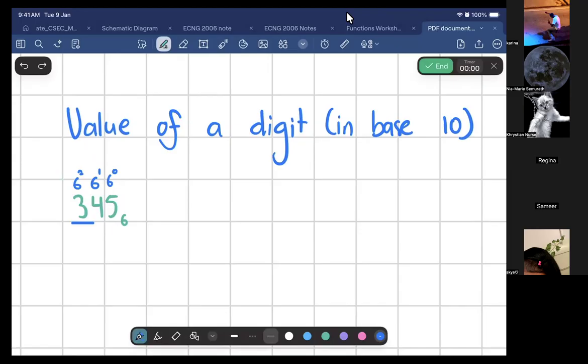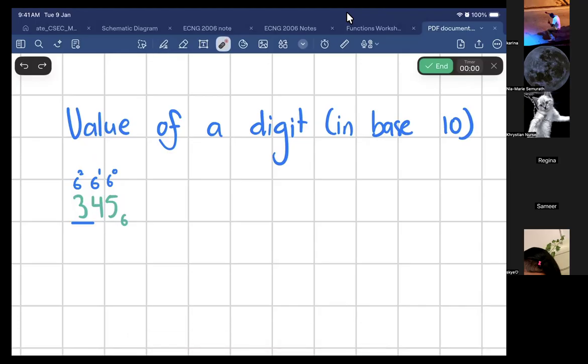In base 10, you would have multiples of 10, so you'd have ones, tens, hundreds, thousands. But we're not in base 10, we're in base 6. So the place values would be in increments of 6: it'll be 1, it'll be 6, it'll be 36. It would no longer be ones, tens, hundreds, thousands. So the place value for 3 is actually 6 squared.